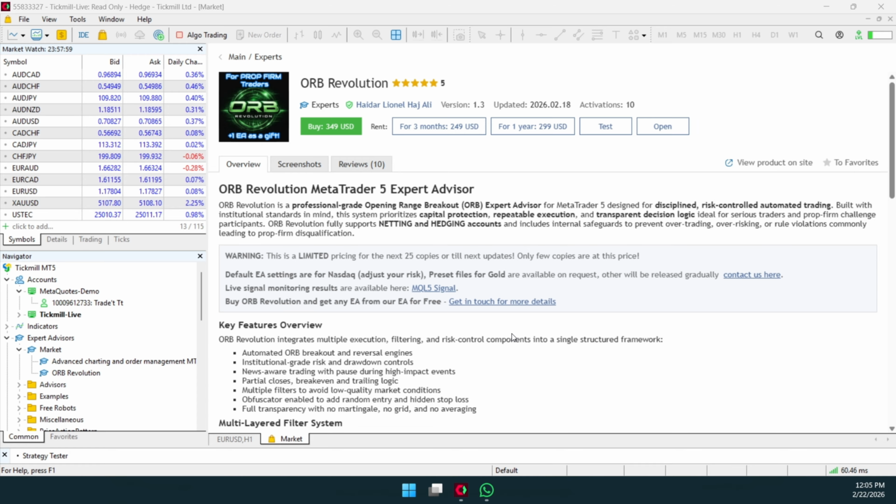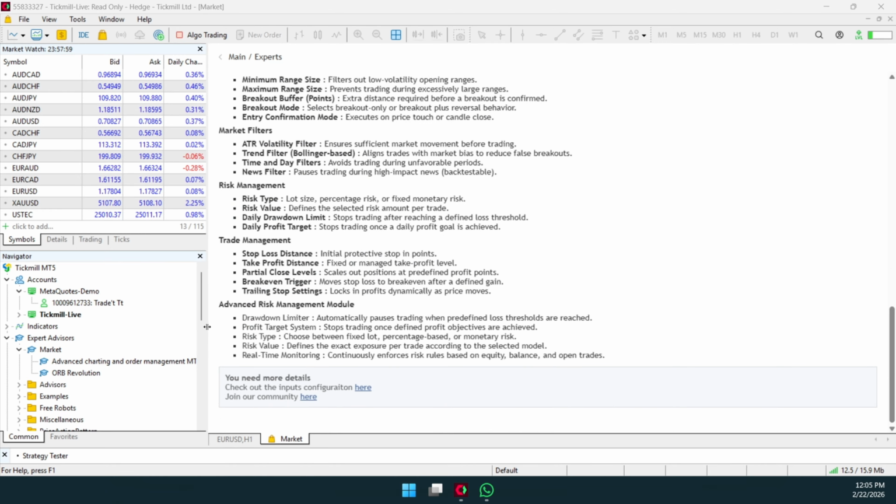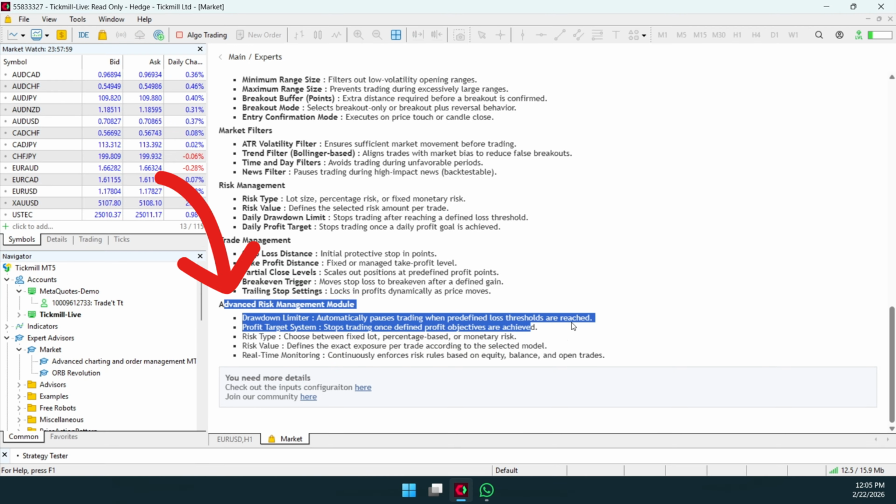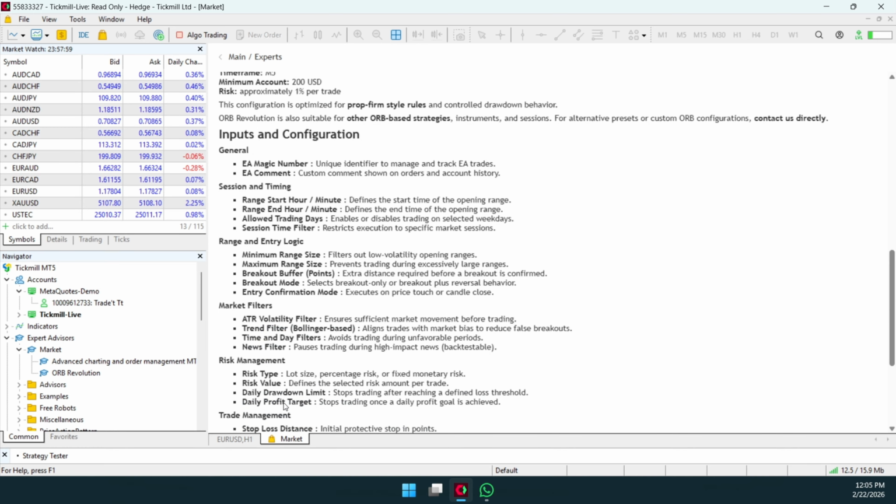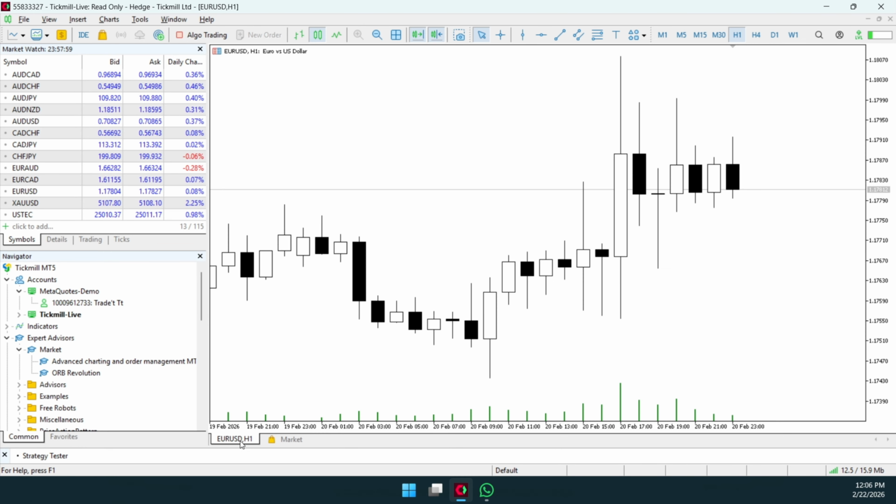In today's video, basically, my main focus will be on two modules in this EA that are related to risk. So I'm going to talk about the obfuscation model, and I'm going to talk about the risk management model. So let's jump to the charts. Let me load the EA and show you a little bit about what I will be talking about.